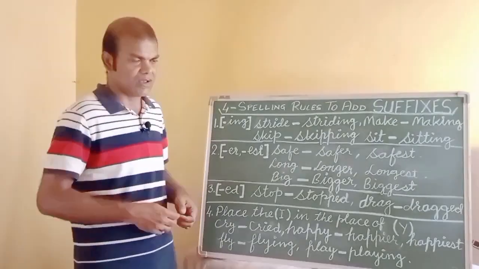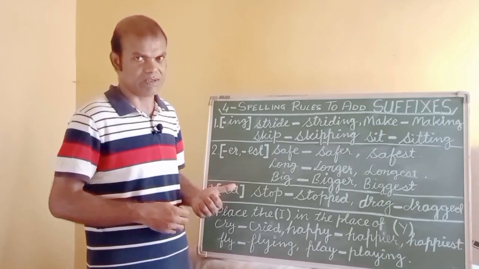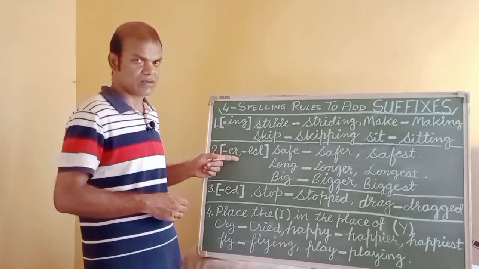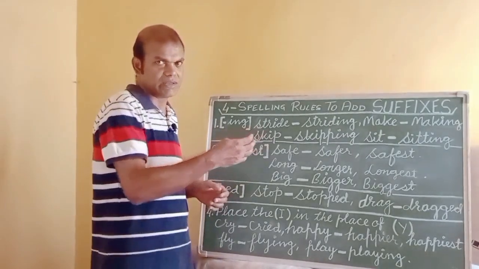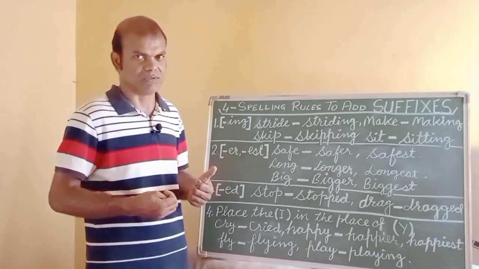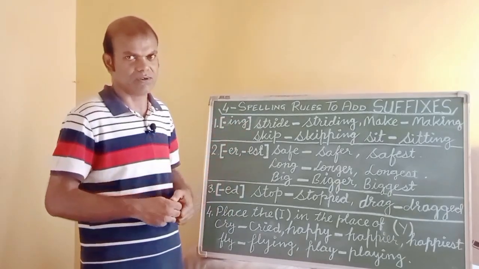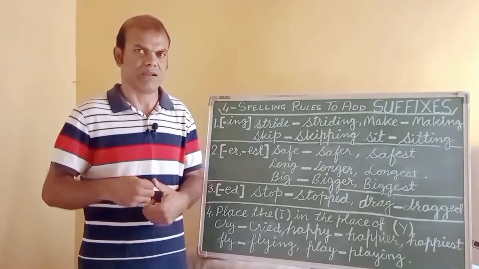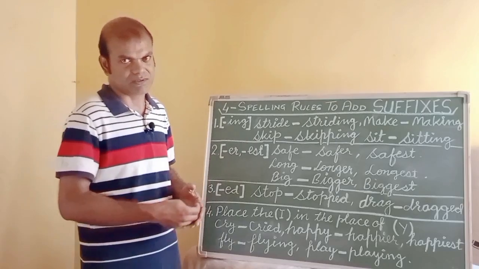So today I brought 4 very commonly used suffixes in English, and they are ing, er, est and ed. Before using these suffixes in a word, we should know about the basic spelling rules. In today's video, I have 4 spelling rules for all of you. We'll go through them one by one, understand the spelling rules, and see how to fix the suffix in a word.